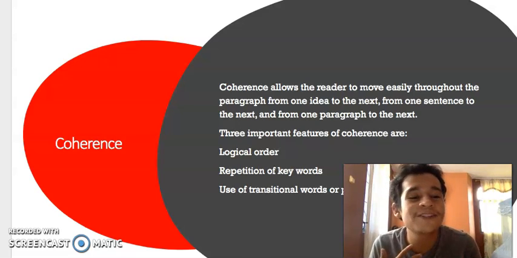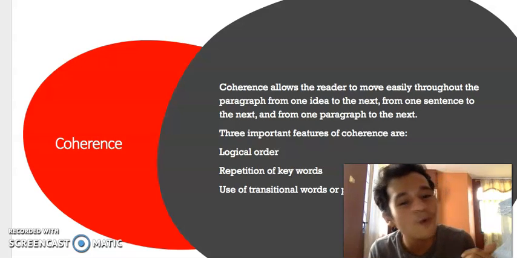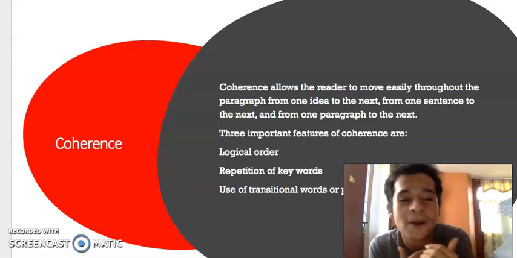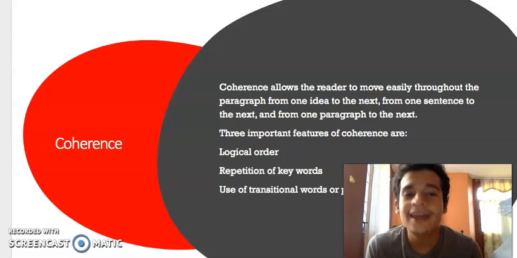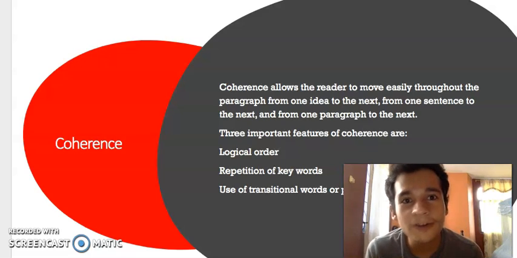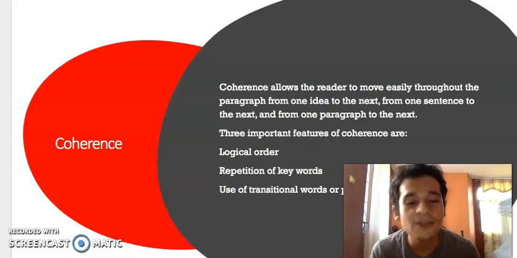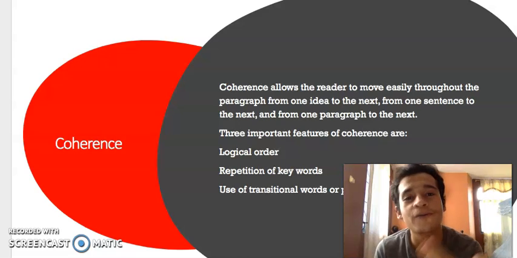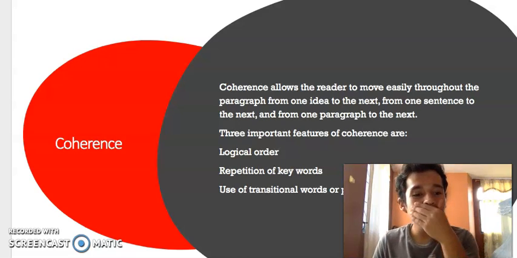Coherence allows the reader to move easily throughout the paragraph, from one idea to the next, from one sentence to the next, and from one paragraph to the next. Now, 3 important features of coherence are the logical order, the repetition of key words, and also the use of transitional words or phrases. Now, the logical order.